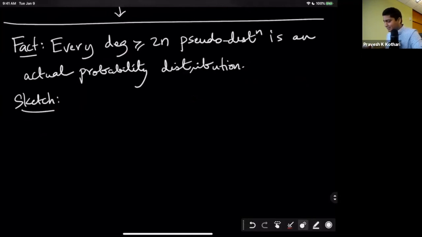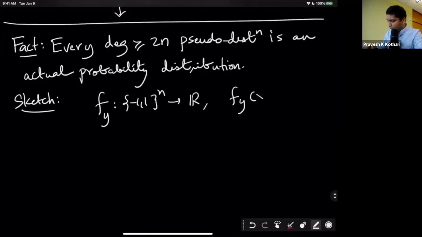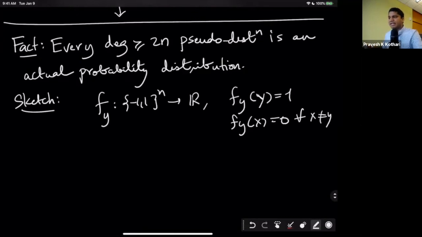So why is it going to be true? Well, here's what I'm going to do. Take the function f, let's call it fy, on {-1,1}^n, such that fy of y is 1 and fy of x is 0 for all x not equal to y. So it's in some sense the indicator function of one single point. Then we know that every function on the hypercube is a polynomial of degree at most n. So in particular, fy is a polynomial of degree at most n, right?